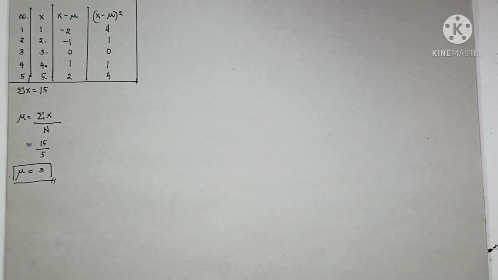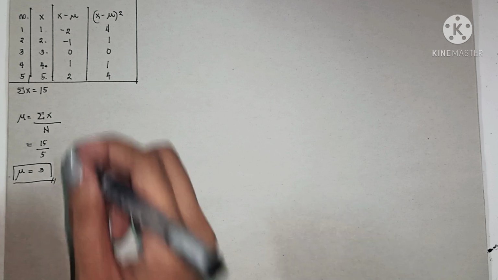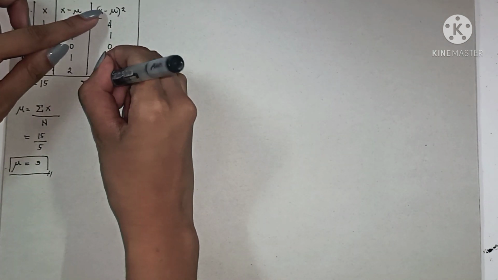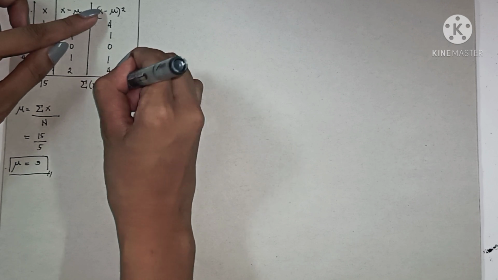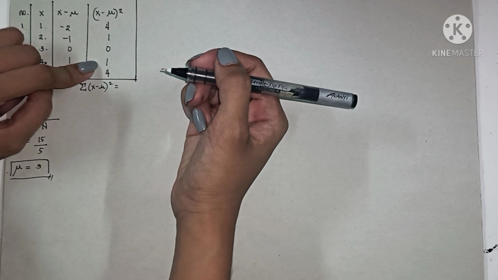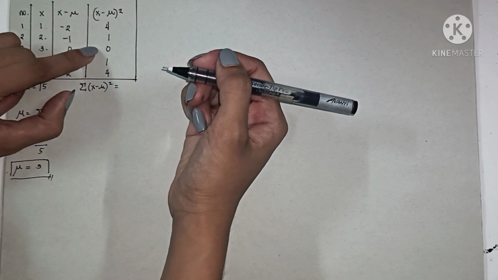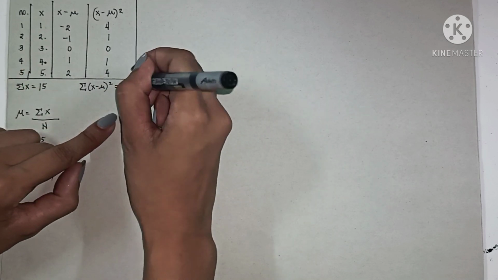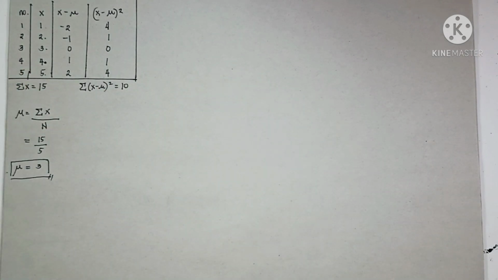And after that, kunin ang summation ng last column. Kunin ang summation ni x minus mu squared. Add lang po natin ulit lahat. 4 plus 1 is 5 plus 0 is 5. Plus 1 is 6 plus 4 is 10. Okay, so the summation of the quantity x minus mu squared is equal to 10.